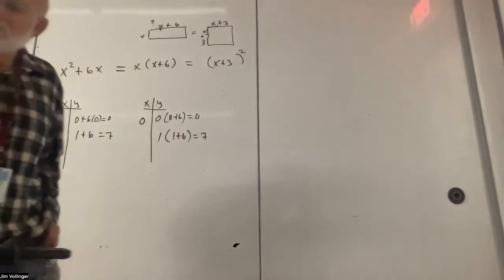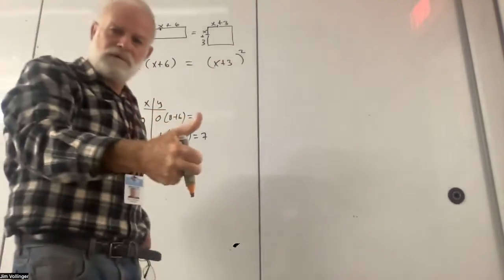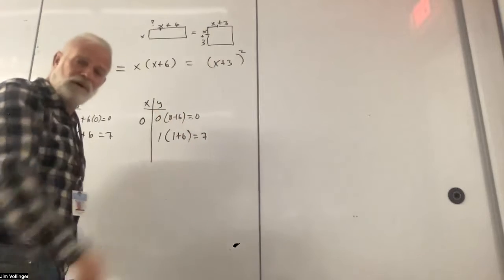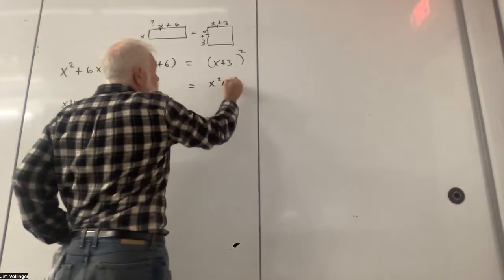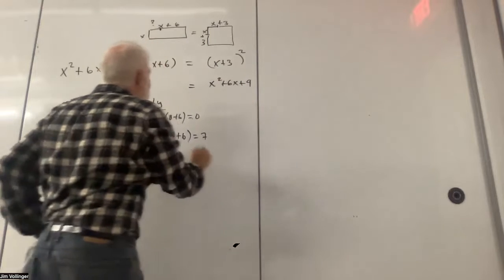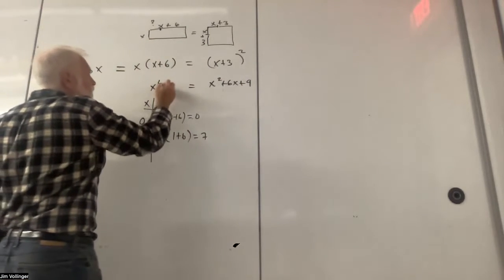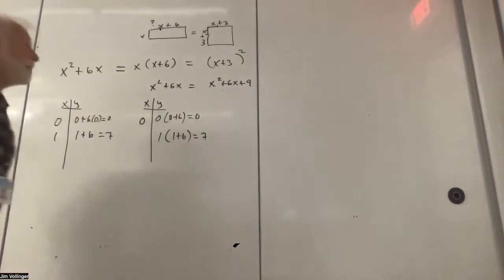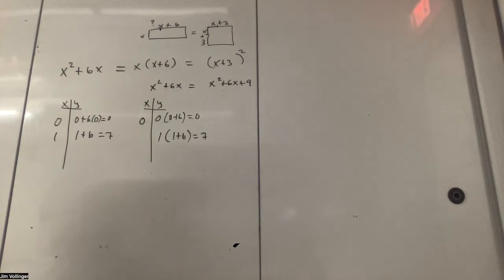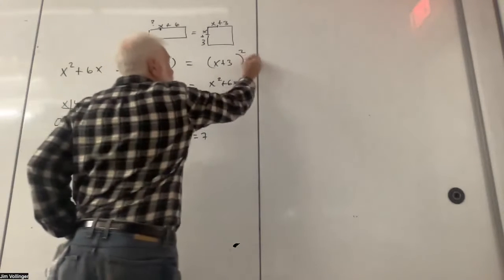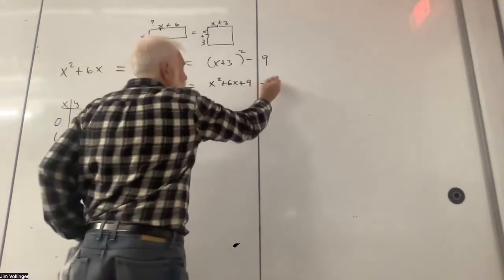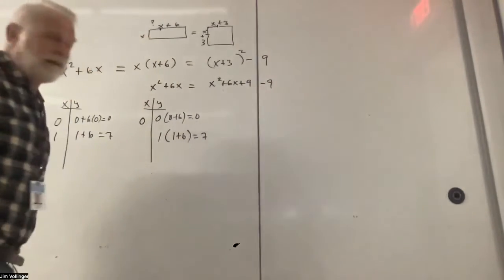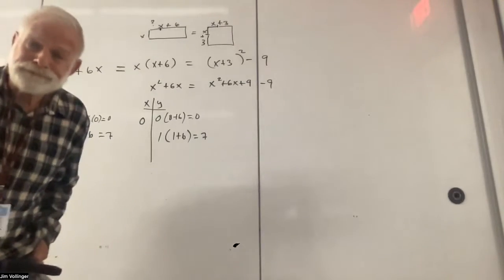X plus 3 squared, nothing new, so you do it out. I just keep going. Well, that's equal to x squared plus 6x plus 9. And that's not equal to x squared plus 6x. But we can make it the same calculation very simply by subtracting 9, because we got a marker. Subtracting 9. And that's called completing the square.